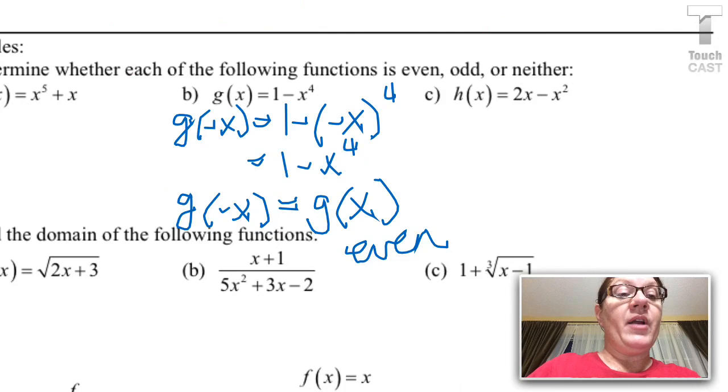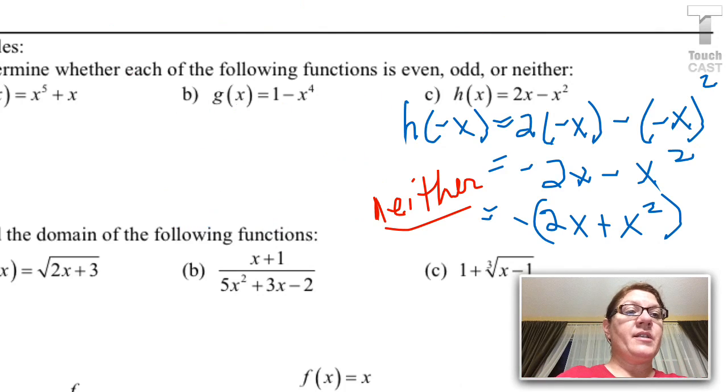Okay, try letter C by yourself. I'm going to work it out. Pause the video, and then you can check your work afterwards. Go! Is that what you got? So notice I got to pull that negative out, but then it's not negative of the original, and it's certainly not the original, so it's neither.